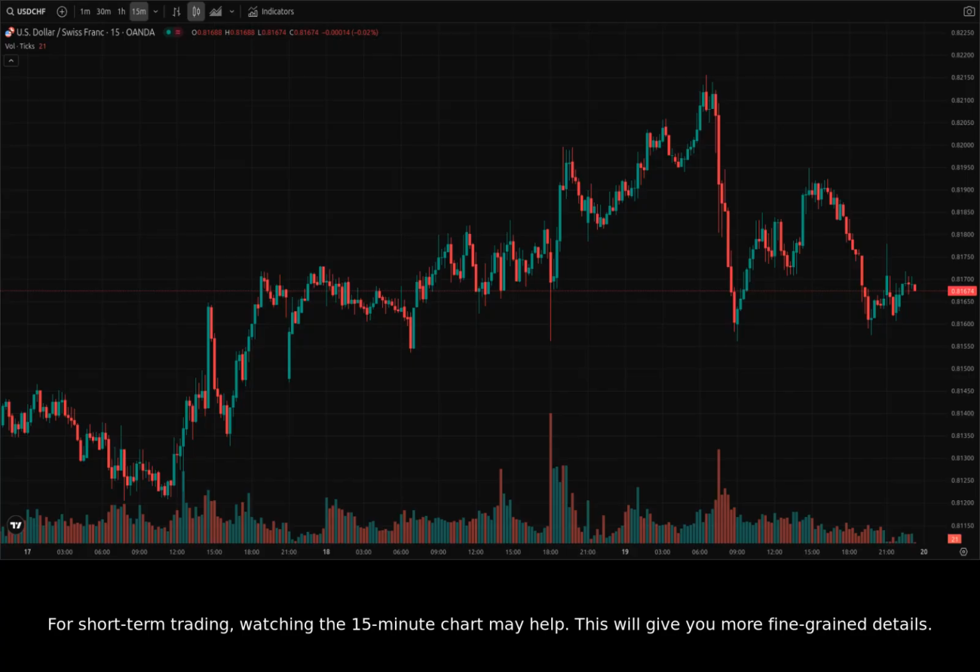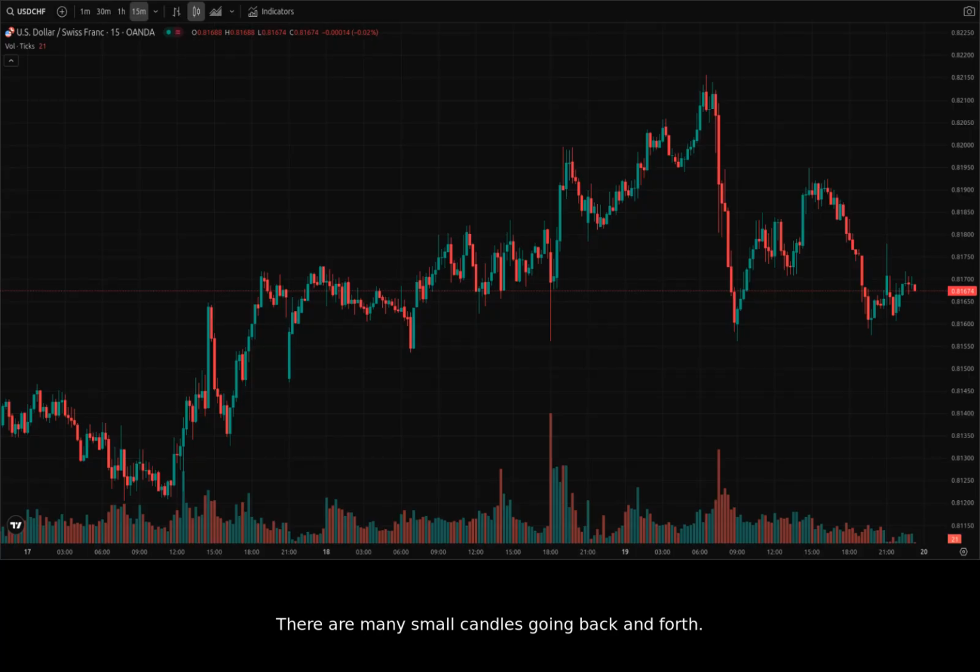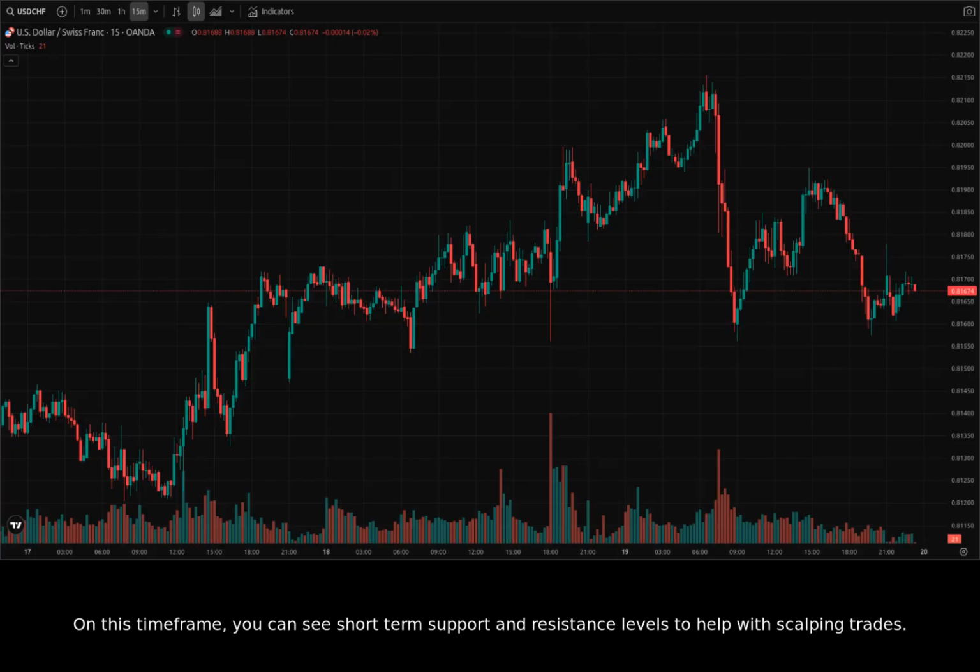For short-term trading, watching the 15-minute chart may help. This will give you more fine-grained details. There are many small candles going back and forth. On this time frame, you can see short-term support and resistance levels to help with scalping trades.